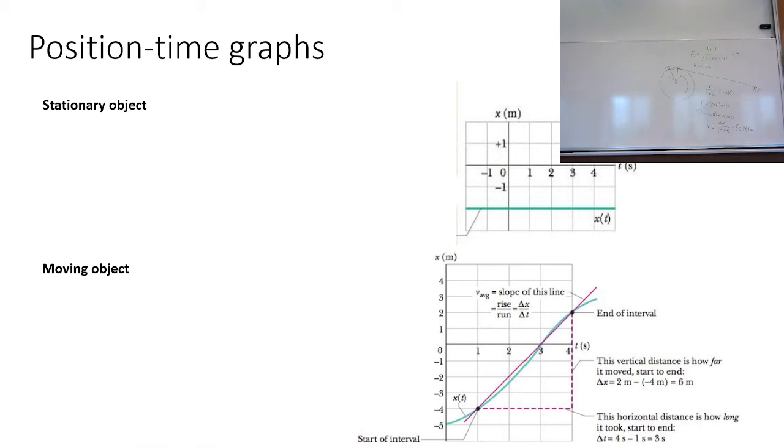So we can draw position time graphs. This is a useful way to represent how the object moves. The vertical axis is position, and the horizontal axis is time. For example, a stationary object is not changing in time, so that would be completely flat. A moving object will have some kind of slope, and essentially the gradient of this will give you the speed of the object.